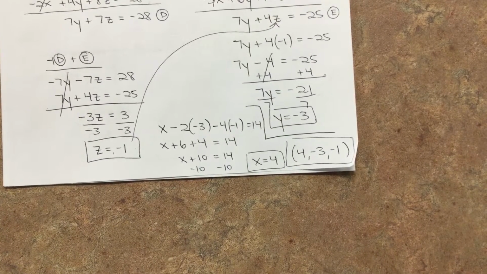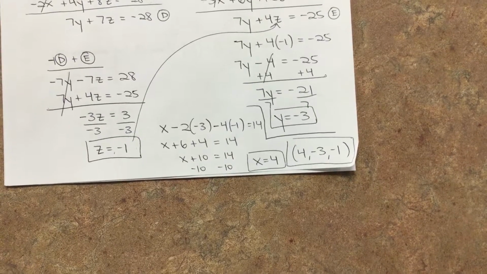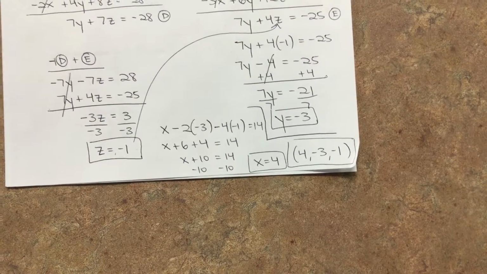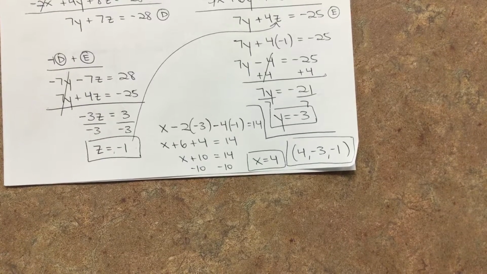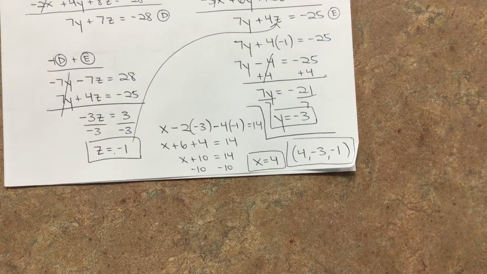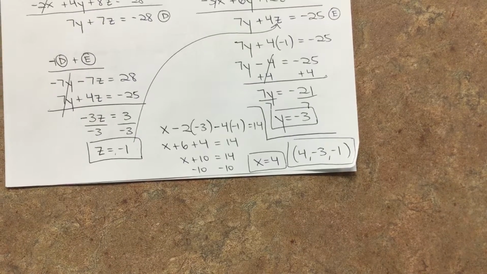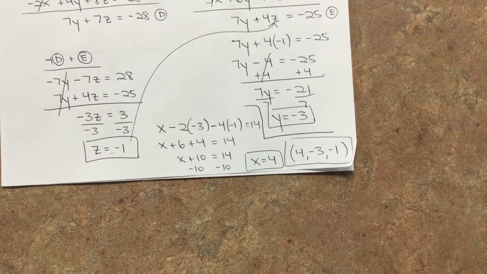Piece of advice for Wednesday, you should not have nasty decimals. I will not give you one that has fractions or decimals. So expect integer values like this. If you don't have integer values, look back and see if there's a negative sign or something weird that you did wrong.